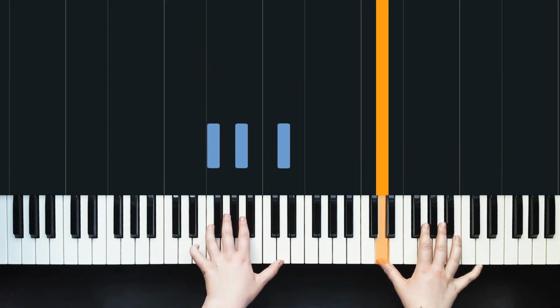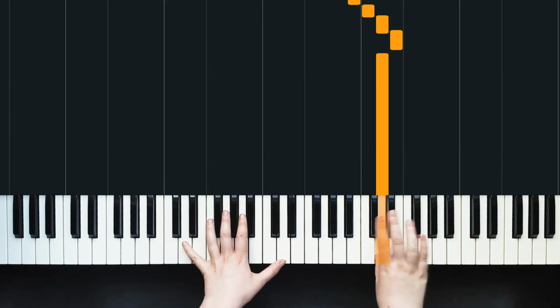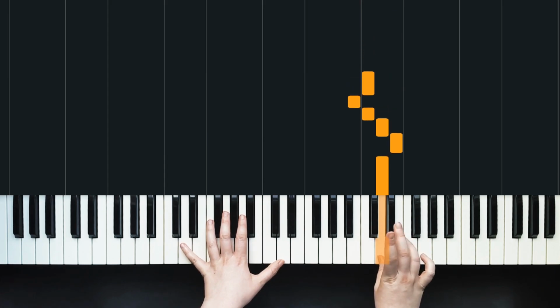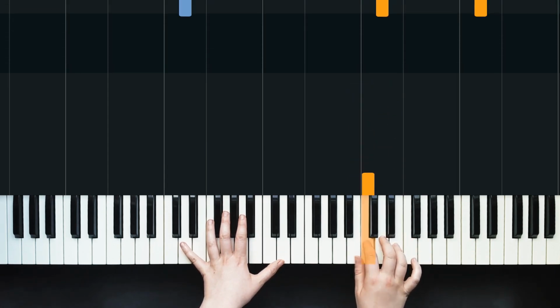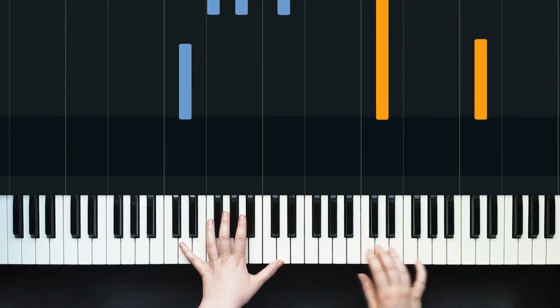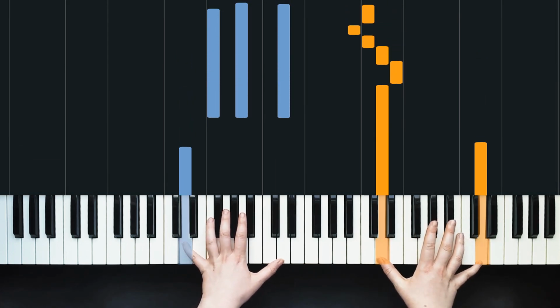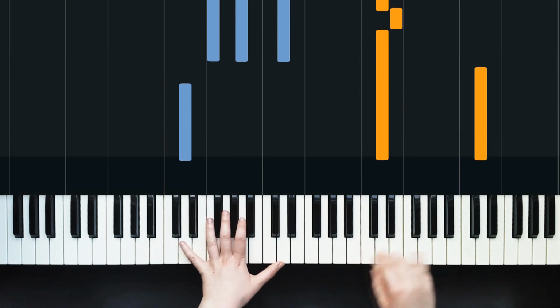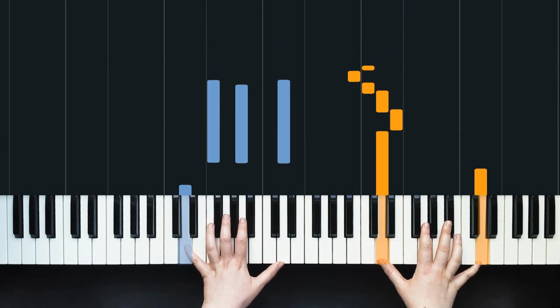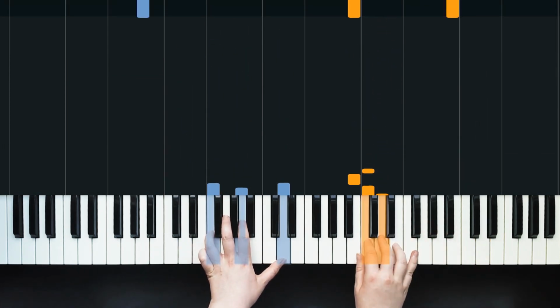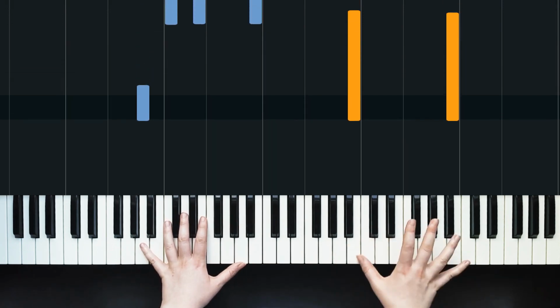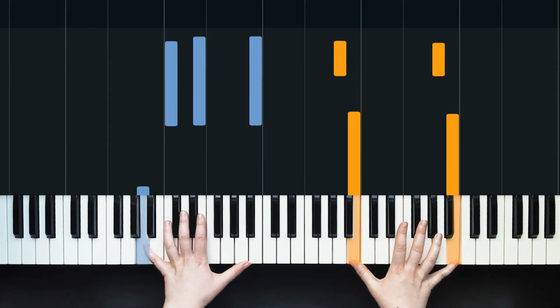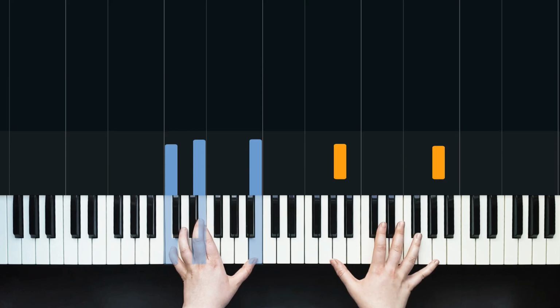1, 2, 3, 1. Can you see on the 1 I squidge my hand up so I can get my 4th finger onto this E here. So we'll do that again. 1, 2, 3, 1. And again. 1, 2, 3, 1, 2 and tiddly. And now we can stretch our hand back out for the octave Bs. 2, 3, 1, 2, and 3.